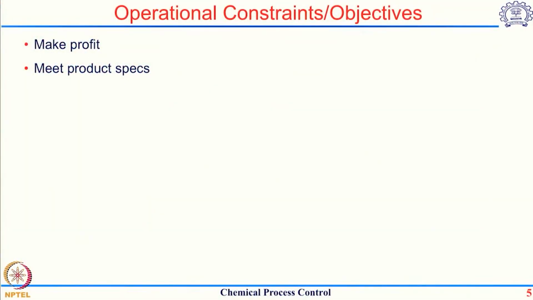First and foremost, as a chemical plant has been set up to make money, the primary objective of operating a plant is to make profit. Now, if you have to make profit out of a chemical plant, you have to make sure that whatever product you are making meets the specification. If your product does not meet specification, there is no way you can generate profit out of that plant. So, another operating objective is to make sure that your product meets the desired production specs.